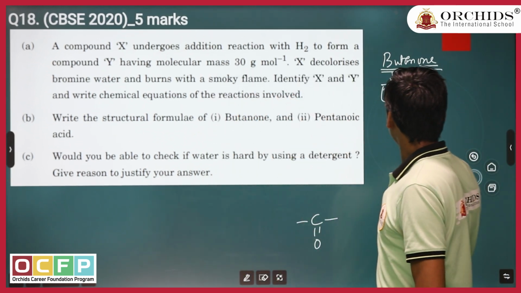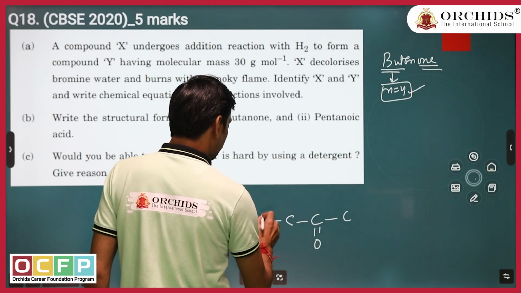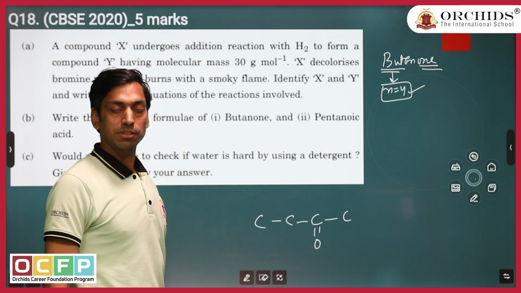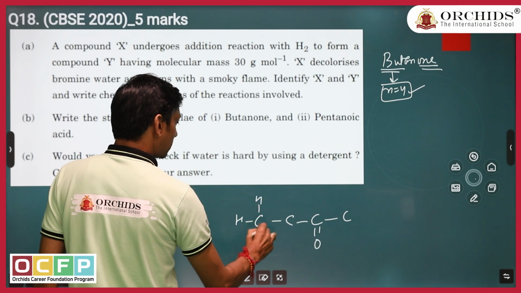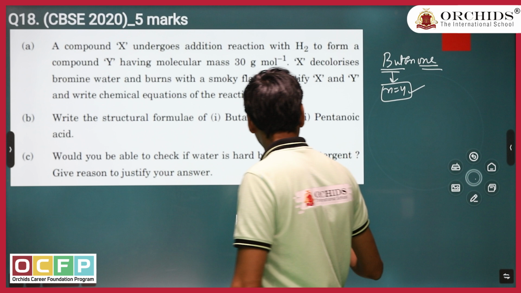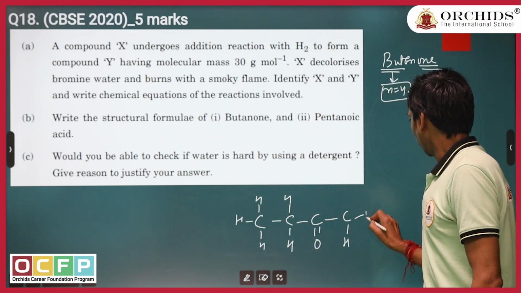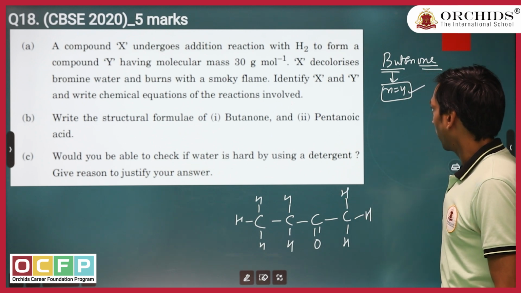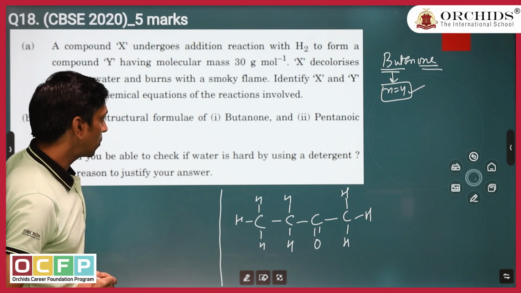So how many carbon atoms are left? 3. So we'll place these 3 carbon atoms. It is your choice, you can place them on the left side or right side. And the remaining valencies will be completed by what? Hydrogen. So it is hydrogen, hydrogen, hydrogen, hydrogen, hydrogen. And this carbon atom already has 4 bonds complete. But this carbon atom requires 3 more hydrogens, and this is the structural formula of your butanone.